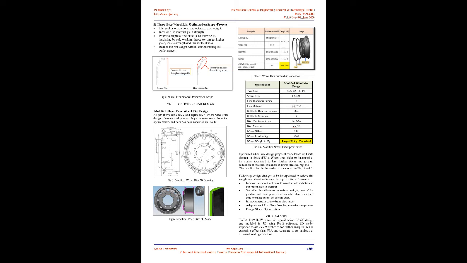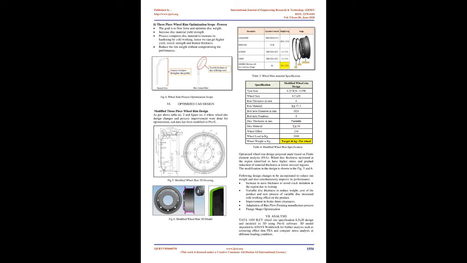Mass of vehicle, 3,960 kilograms. Payload on vehicle, 8,710 kilograms. Existing wheel rim CAD design prepared using Pro-E software. Sketcher. Part design. Assembly design. Wireframe and surface design. Meshing and analysis by ANSYS software.